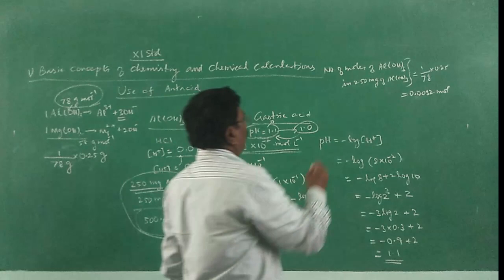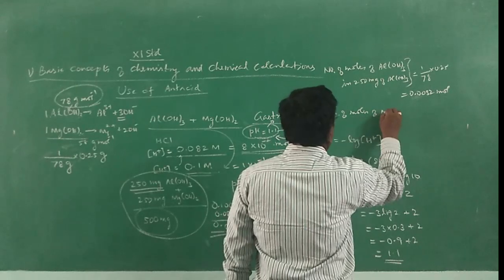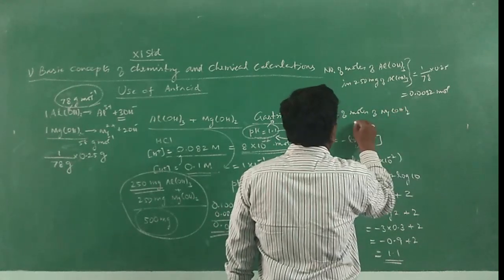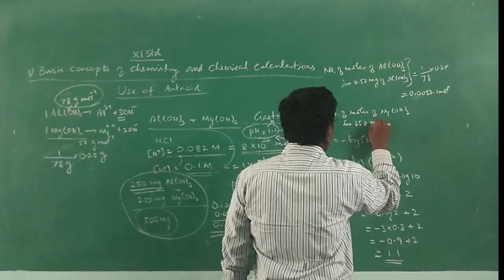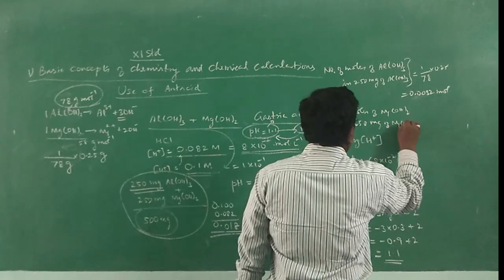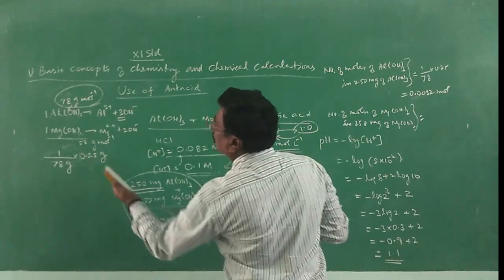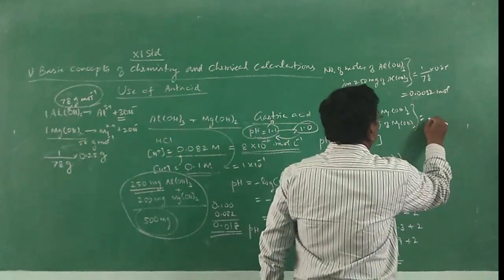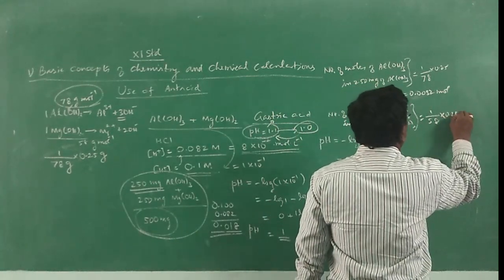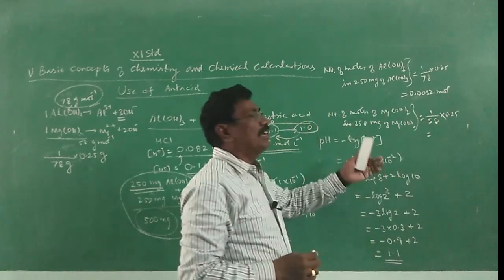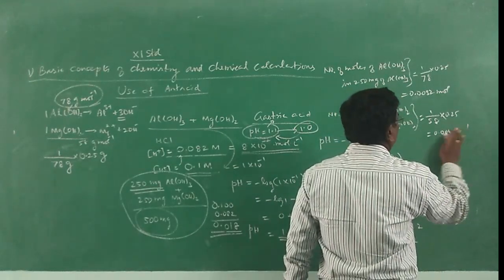Likewise for magnesium hydroxide, number of moles of magnesium hydroxide in 250 mg of magnesium hydroxide, the molecular mass is 58. So 58 gram of magnesium hydroxide contains 1 mole, and therefore 0.25 contains how many moles? It will be a little bit higher in number. It comes to 0.0043 mole.